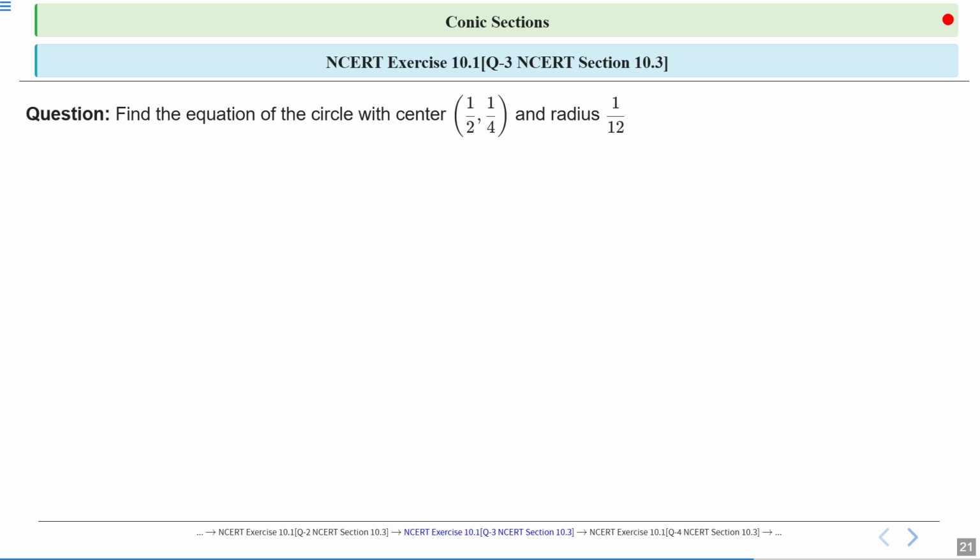In this question we have to find the equation of the circle with center (1 by 2, 1 by 4) and radius 1 by 12. This is a similar question to question number 1 and question number 2. So first of all try it yourself. You have 30 seconds to try to solve this question, and after that we will solve it.